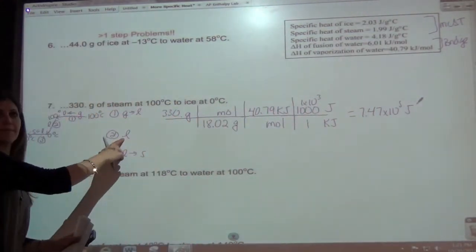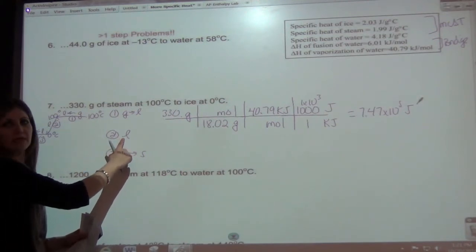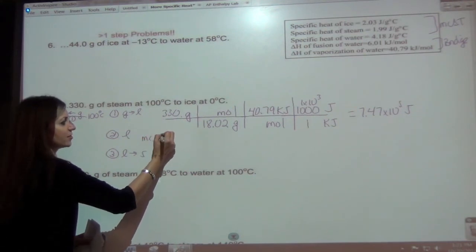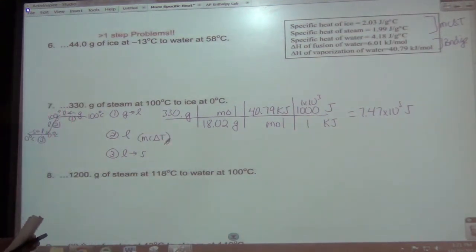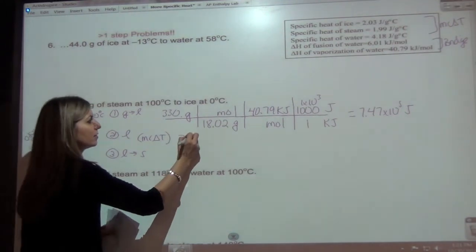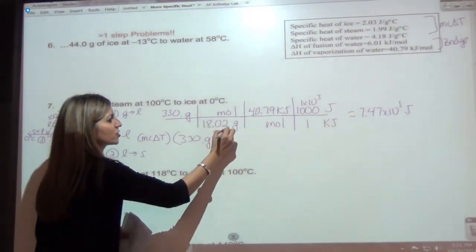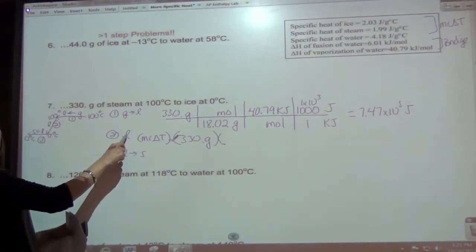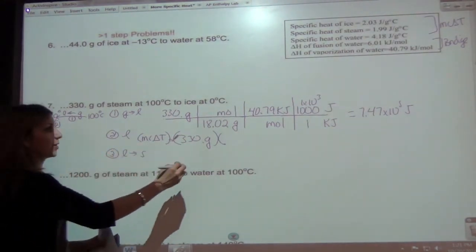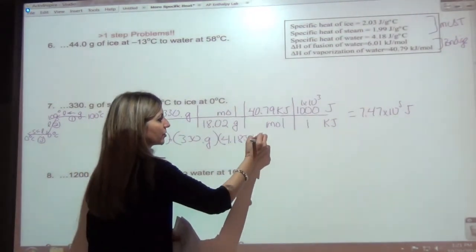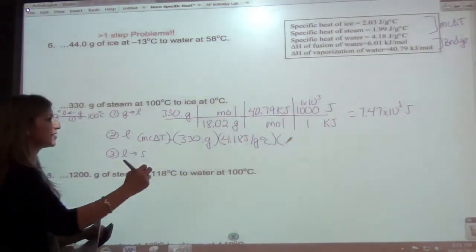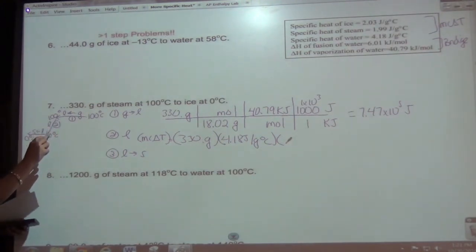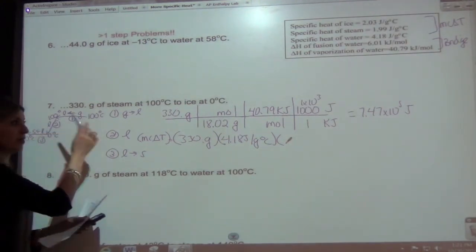Now let's do the second one. The second one is all liquid. So now we can use MCAT. So I'm going to do delta H is equal to MC delta T. Okay, what's our mass? Give me 330. Times our specific heat, which is, we're liquid water, 4.18, awesome. Joules per gram degrees Celsius. And our delta T is the temperature change. What is the temperature change of the liquid? 100 to 0, so it's 100. Good.